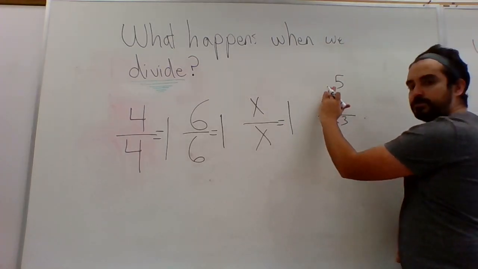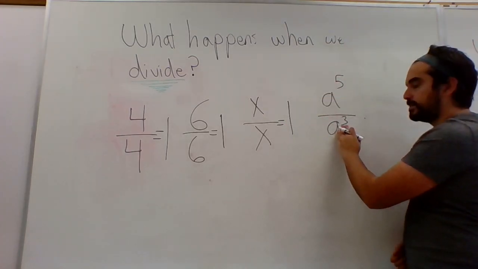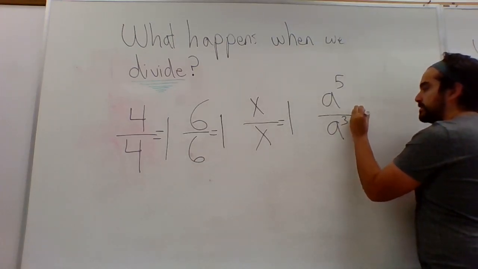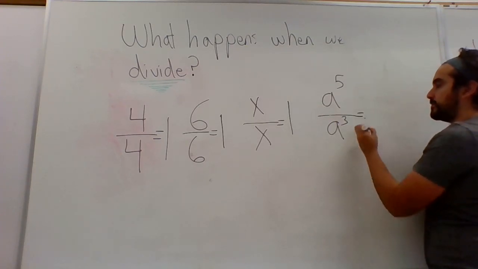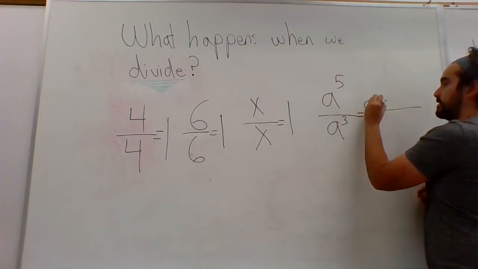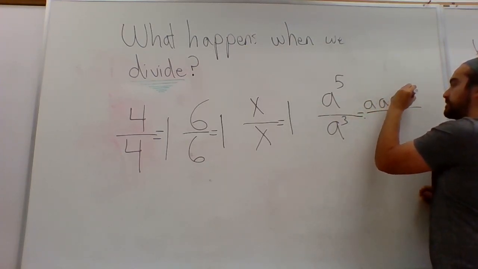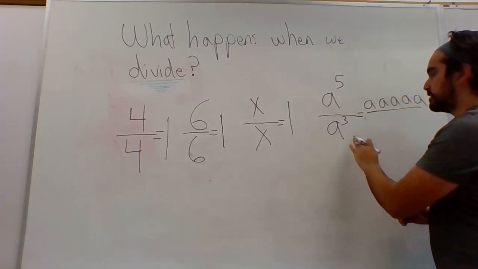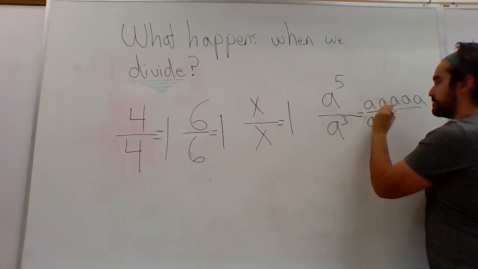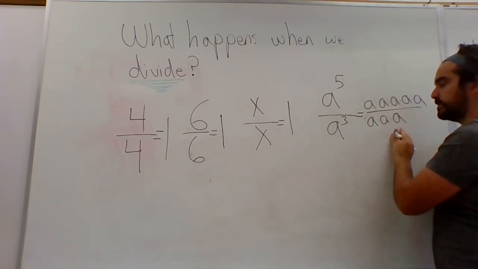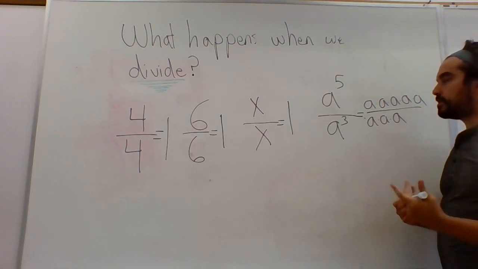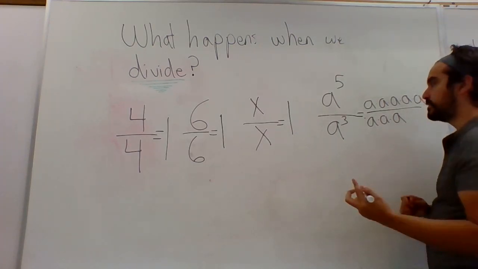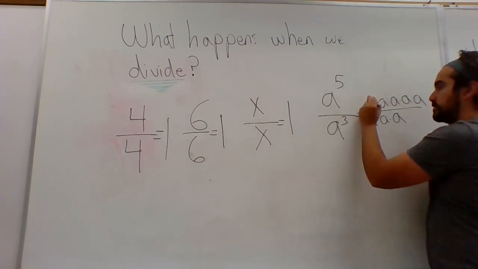So x divided by x is going to be 1. Now we have a to the power 5 divided by a to the power 3. As we learned from before, we could always expand this. So in reality, this a to the power 5 means I have a times a times a times a times a on top. The bottom one says I have a times a times a, 3 of them. Now, all I'm going to do is, remember, anything divided by itself is always going to be 1. So a divided by a is 1.